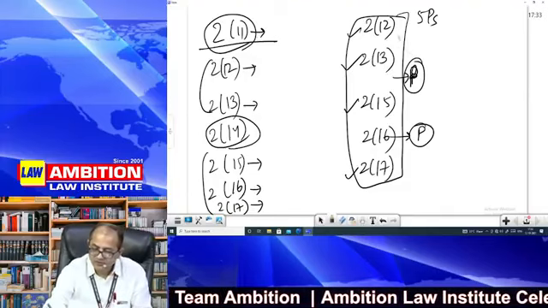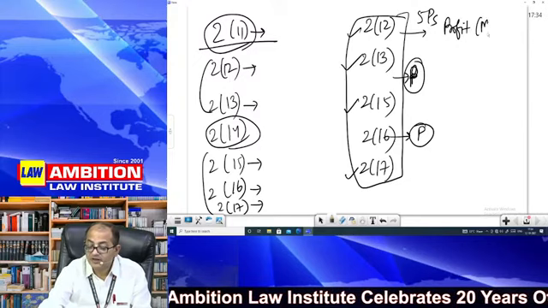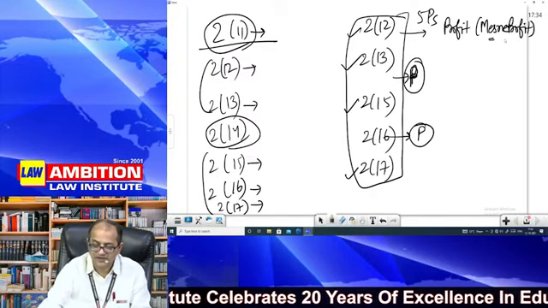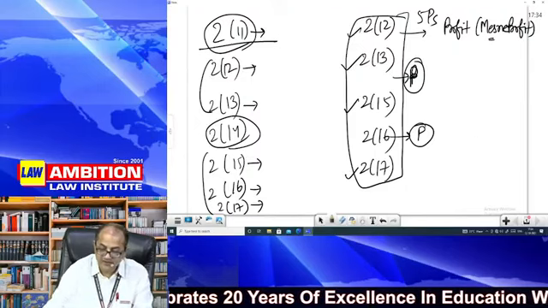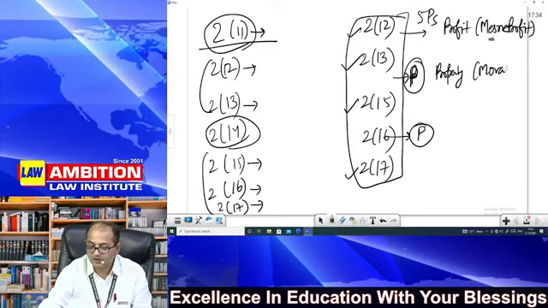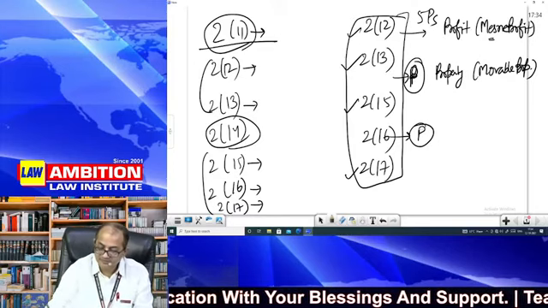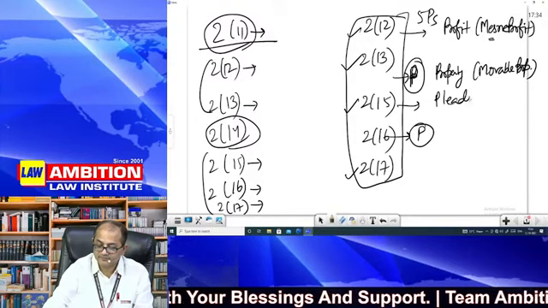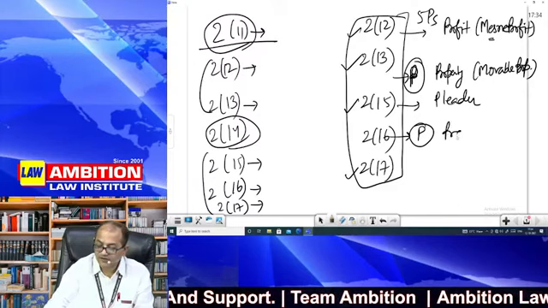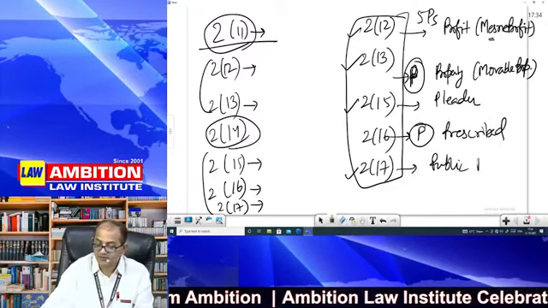So just see, 212 is profit. Which kind of profit? Mesne profit. It is written M-E-S-N-E, but S is silent. Mesne profit. Now see 13: property. Which kind of property? Movable property. 15 is pleader. 16th is prescribed. And 17 is public officer.